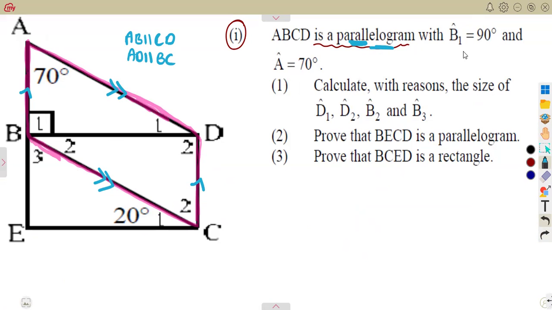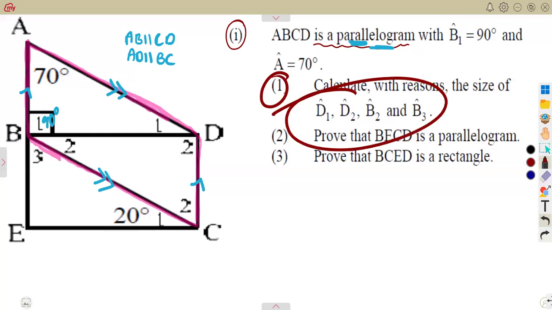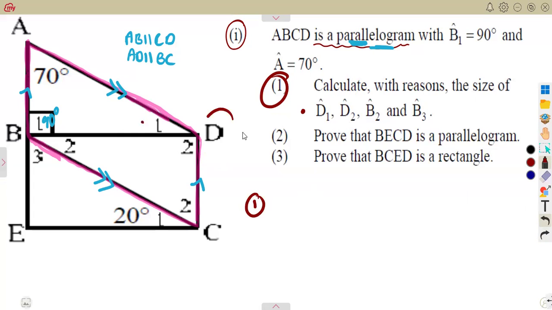Then we are given the angle B1, 90 degrees. That is what we can see here. There's a 90 degrees there. A, 70 degrees. So the first question was, number one, calculate with reasons the size of these angles: D1, D2, and so on. So let's start with angle D1. This is angle D, and there we've got D1.